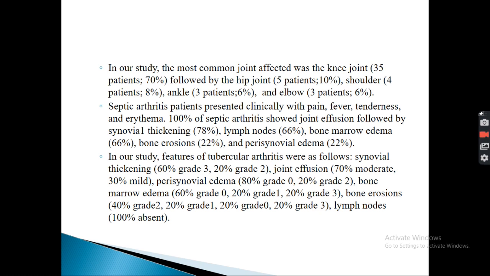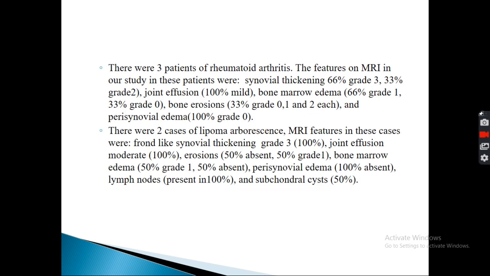Synovial thickening was the most common finding, 60% grade 3 and 20% grade 2. Then joint effusion, perisynovial edema, bone marrow edema, bone erosions and lymph nodes were 100% absent.